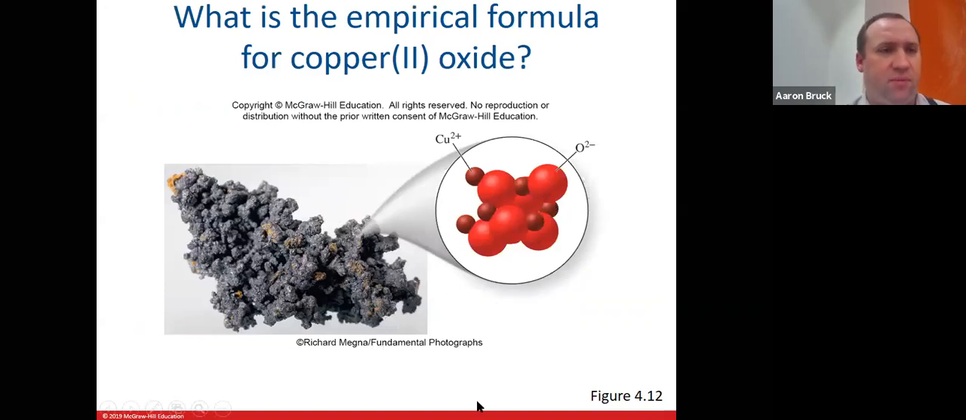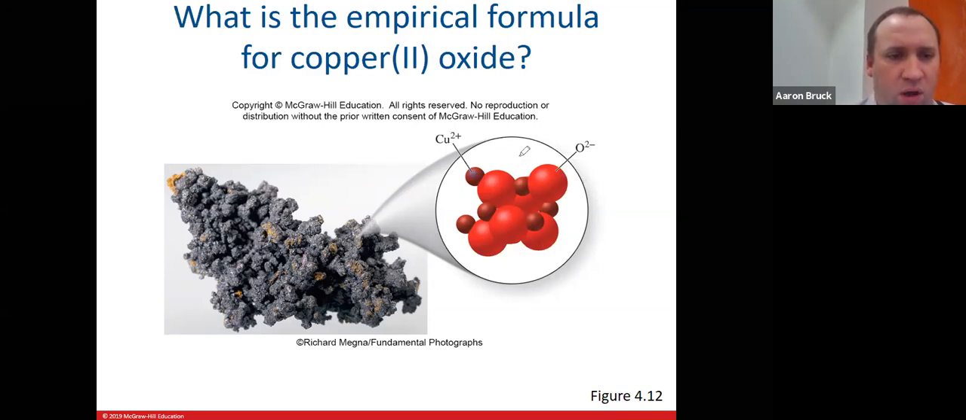Let's take a look at another example. What is the empirical formula for copper 2 oxide? Copper 2 oxide, I can look at this and pinpoint, let's use a couple of different colors here, that there are 1, 2, 3, 4, 5, 6 copper ions, and 1, 2, 3, 4, 5, 6 oxygen ions. 6 copper, 6 oxygen. My empirical formula would be CuO.